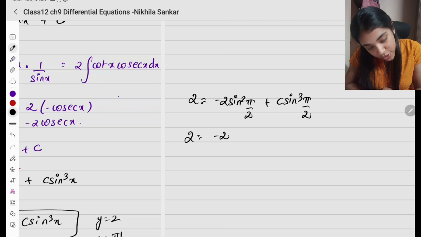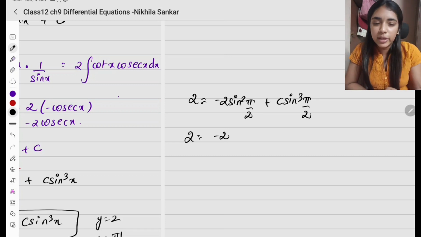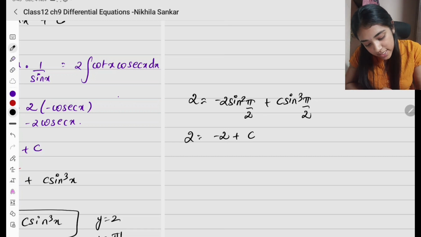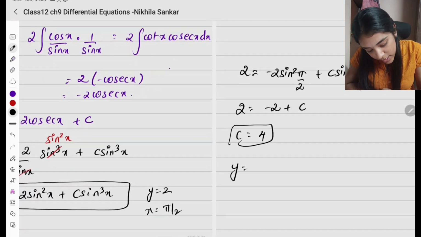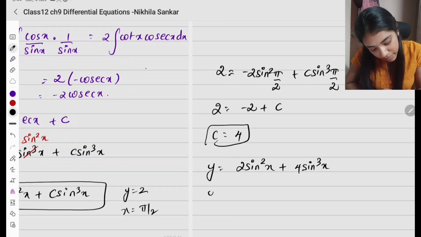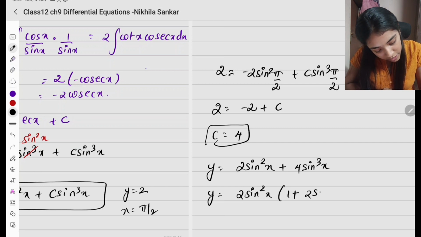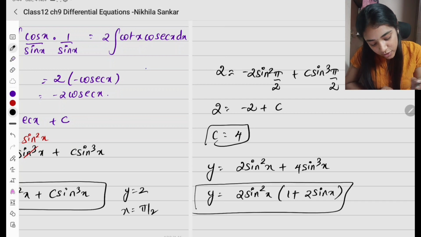So 2 equals minus 2 sin square pi by 2, and sin pi by 2 is 1. So 1 square plus c into 1 square. So c equals 4. 2 plus 2 is 4. So what will the final solution look like? Y equals 2 sin square x plus 4 sin cube x. If we want to simplify and write it, y equals 2 sin square x taken outside times 1 plus 2 sin x. We can write it like this. Okay, so this is my final solution.